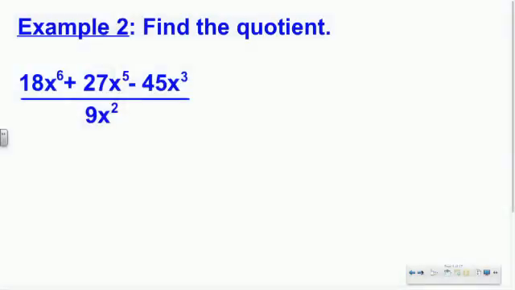Okay, find the quotient. So we have 18x to the 6th plus 27x to the 5th minus 45x cubed, all divided by 9x squared. Okay, so this problem is set up a little differently, but you are doing the exact same thing. You're going to find the quotient.